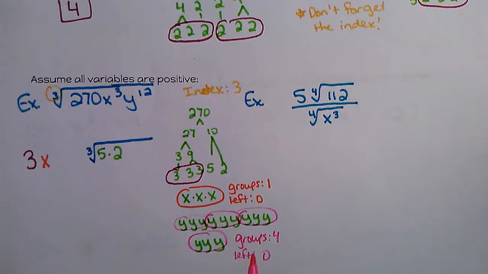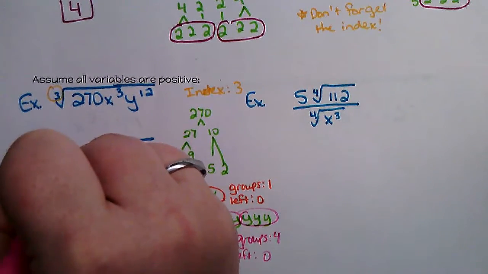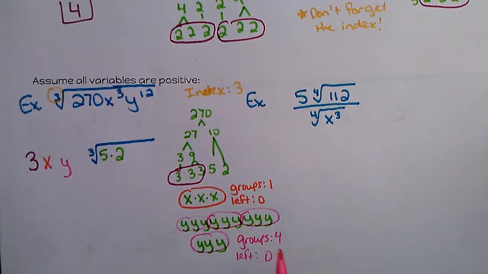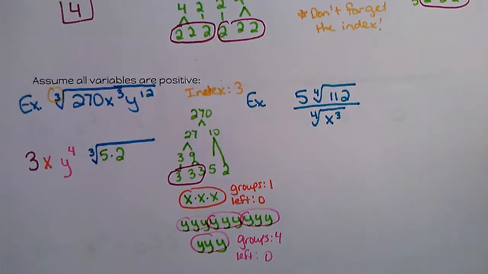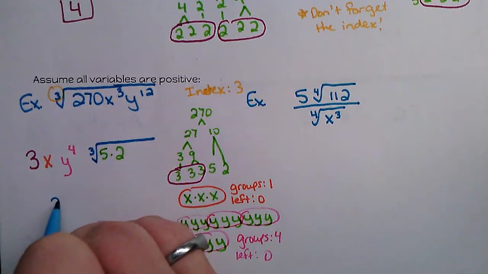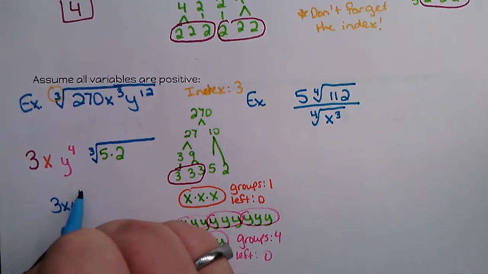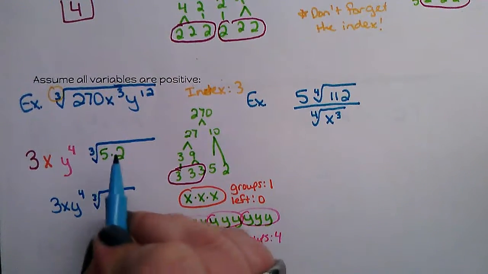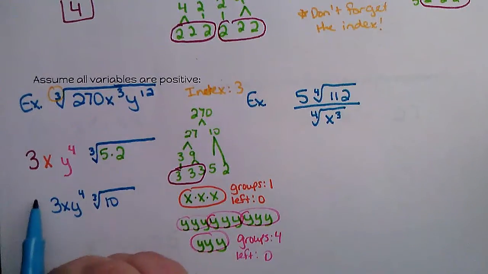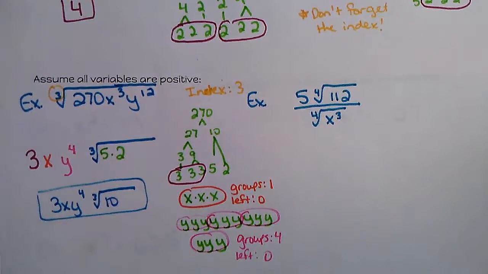So what this looks like is I'm going to write a y, and then however many groups I had, that's going to be my exponent. So it's y to the 4th, telling me there were 4 groups of y's. And since I don't have any x's or y's left, I have nothing to put underneath this radical. Now we multiply everything together. 3xy to the 4th. That doesn't change, but under the radical I have 5 times 2, which gives me 10. So that's my final answer.